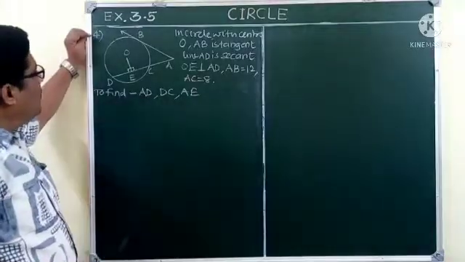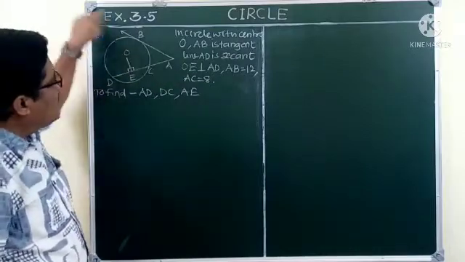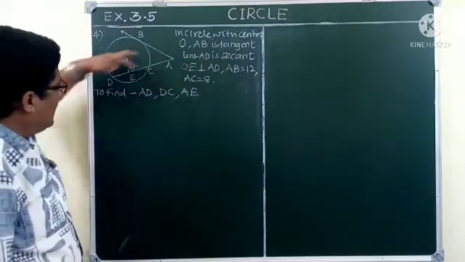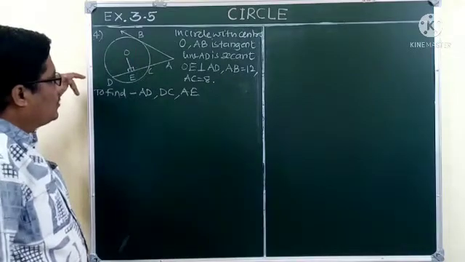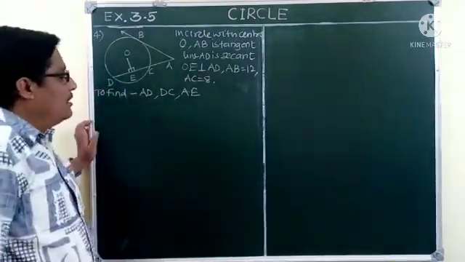Now this is example number 4. Here if we see the figure in circle with center O, this line AB is tangent and this line AD is secant. So here we have to use tangent secant segment property theorem.